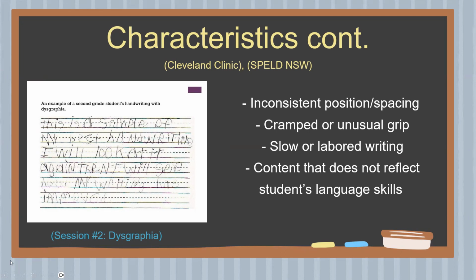On the left, you can see another image of a writing sample of dysgraphia. This image is a second grade student's handwriting and they have dysgraphia. Again, you can see how there's incorrect spacing in between the letters and the words, how the letters are not staying properly within the lines, and how there's a mix of uppercase and lowercase lettering.